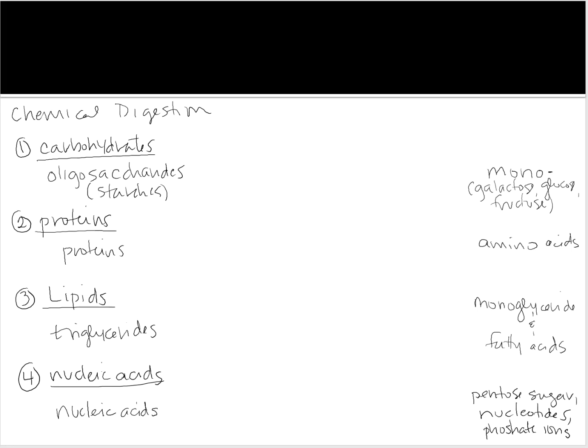So these are our basic building blocks, and after we get done with this drawing, we're going to take this information, these guys over here, which are our monomers, and take these monomers into absorption in a few minutes. But the question becomes, how do these oligosaccharides get broken down into these monosaccharides?